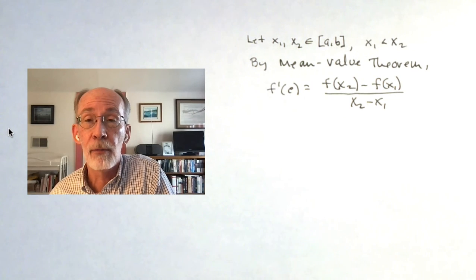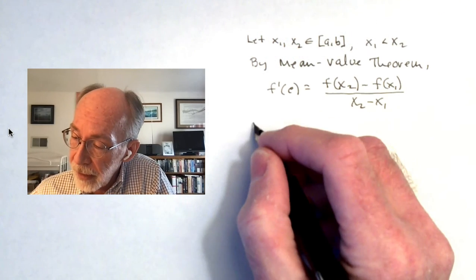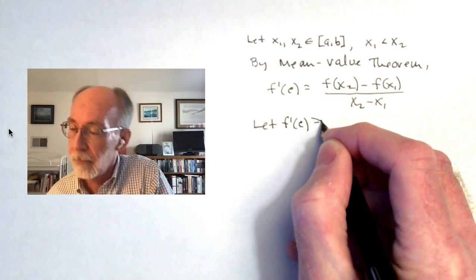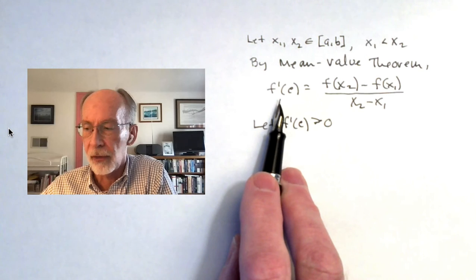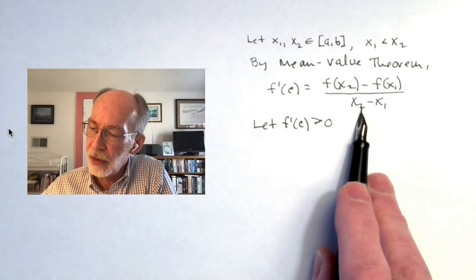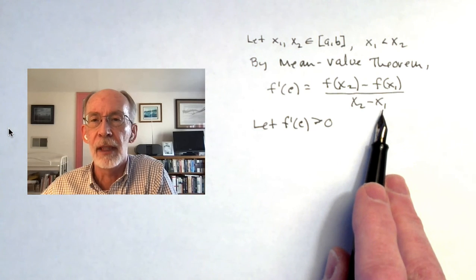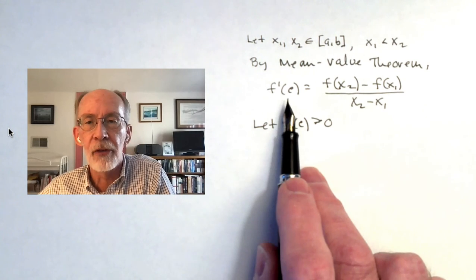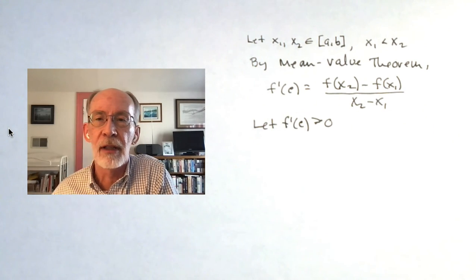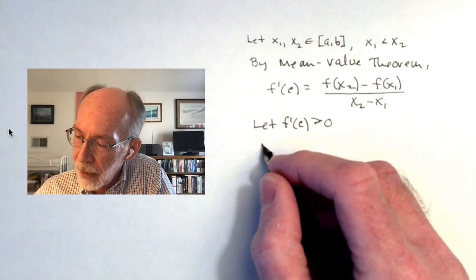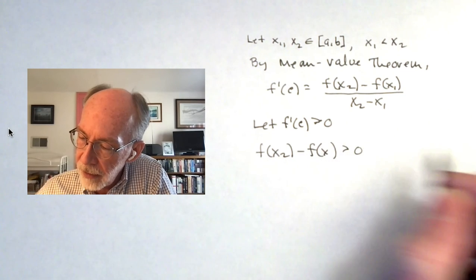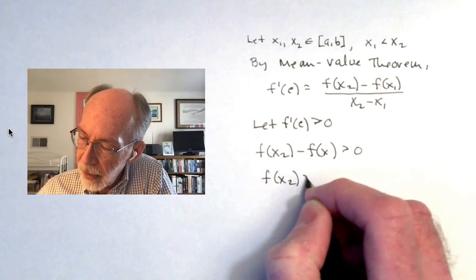Now, we were proving the first bullet, which said that a positive derivative gave you an increasing function. So let's let f prime of c be positive. So f prime is positive. x1 is less than x2, so x2 minus x1 has got to be positive. So I have some number divided by a positive number, yielding a positive number. What's got to be true about that numerator over there on the right? It's got to be positive. So f of x2 minus f of x1 has got to be positive, which means f of x2 has got to be greater than f of x1.